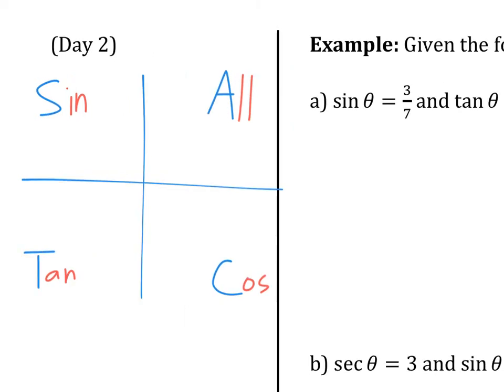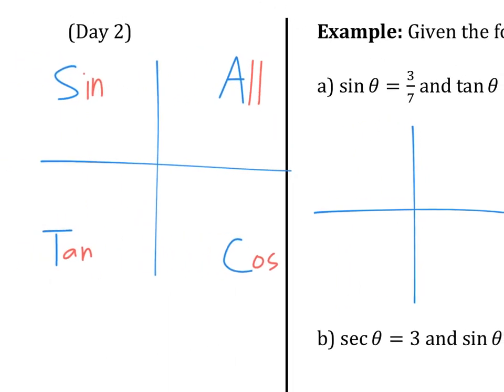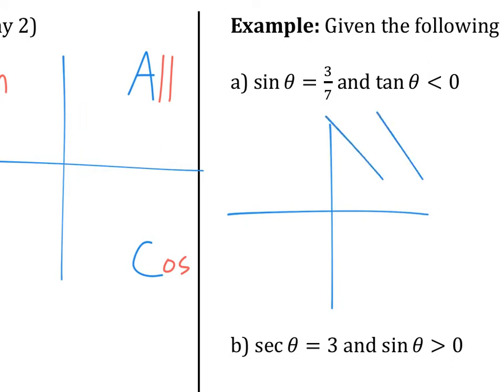All right, so let's look at this problem. Sine is 3/7. What it's trying to tell us is sine is positive. Which quadrant is sine positive? Second and first. Everything is positive in A, and then S means sine is positive. So it's going to be here.